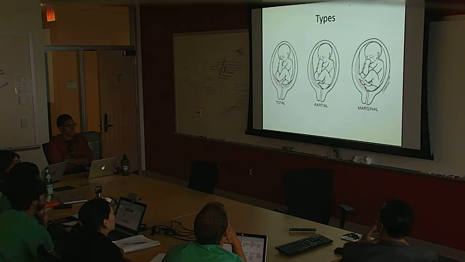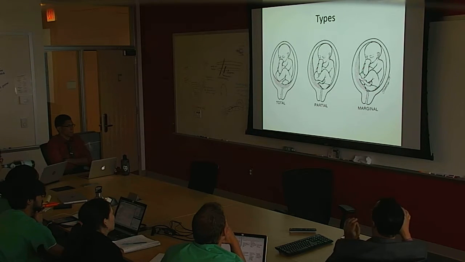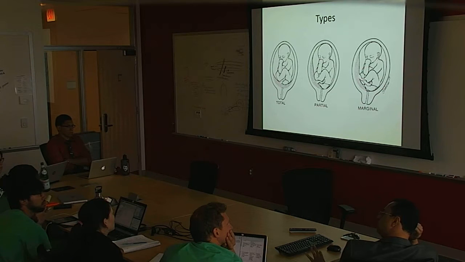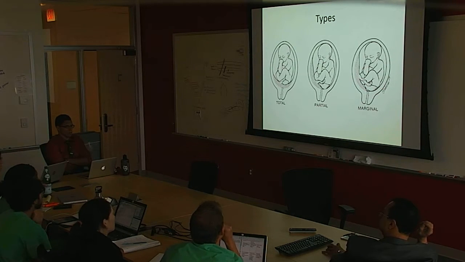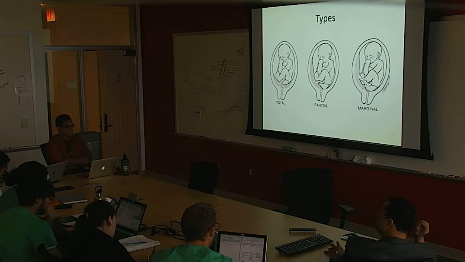Types of placenta previa: total previa, partial previa, and marginal previa. Total is covering the whole os, partial is covering some of the os, and marginal is at the margin. Do you know how far the placenta should be on ultrasound to allow vaginal delivery? If it's at least 2 centimeters from the os, then you can deliver vaginally safely.